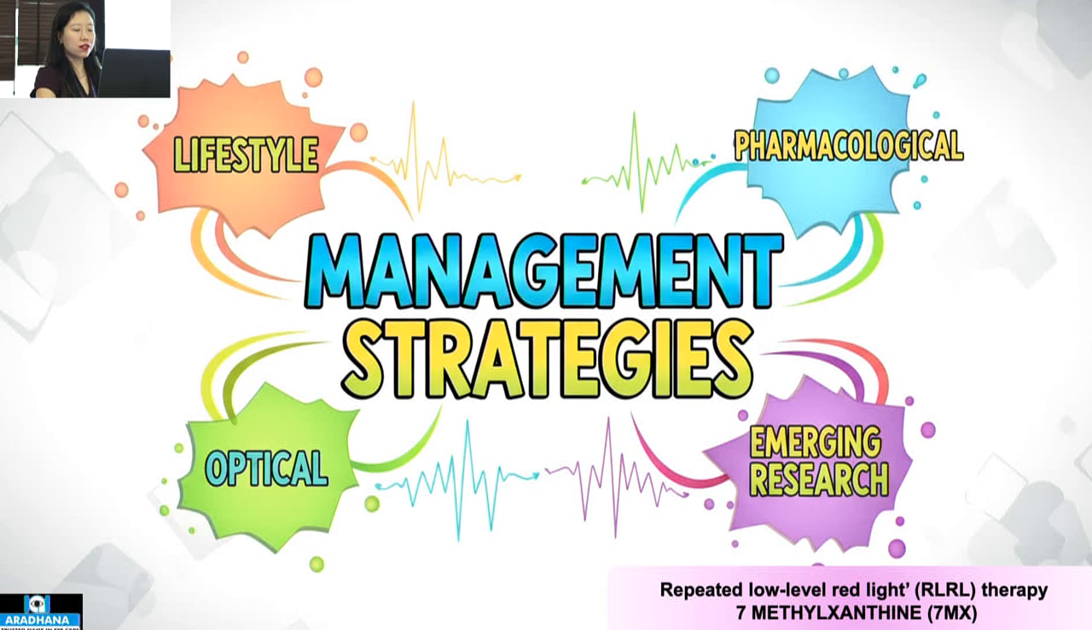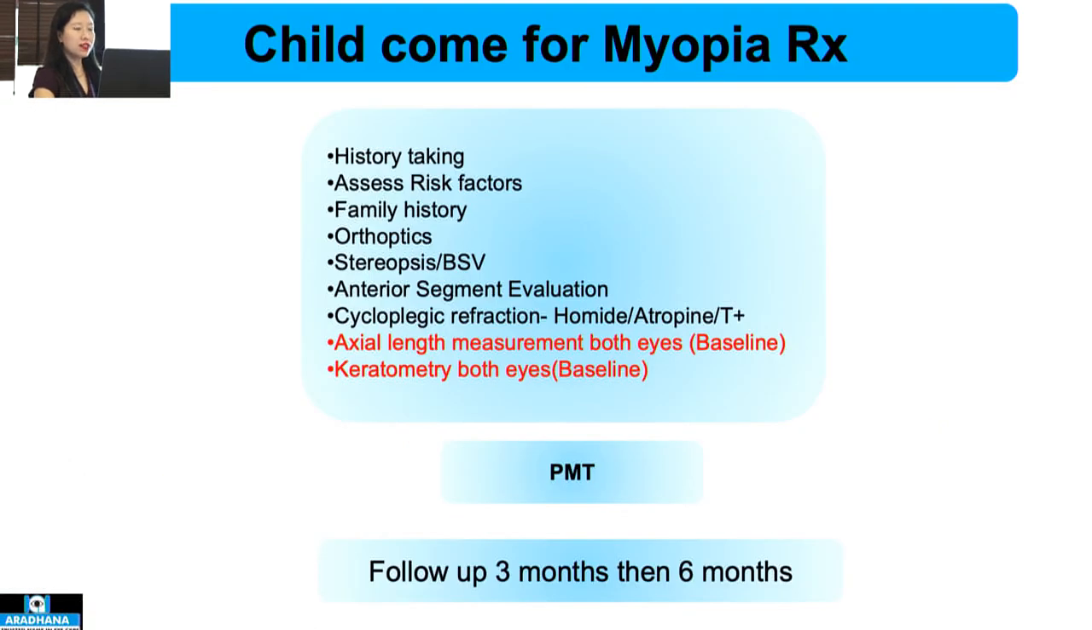So coming to the strategies, we have lifestyle modification, pharmacological interventions, optical options, and emerging research with repeated low level red light therapy and 7-methylxanthine. Like Dr. Anjana has said, any kid coming to the myopia clinic or who comes for an eye vision test has to be thoroughly investigated. We have to take a detailed history, assess the family risk factors, do detailed orthoptics and binocular single vision, and the most important thing is we have to monitor the axial length measurements and keratometry besides retinoscopy. After that, the glass prescription will be given as previously described.